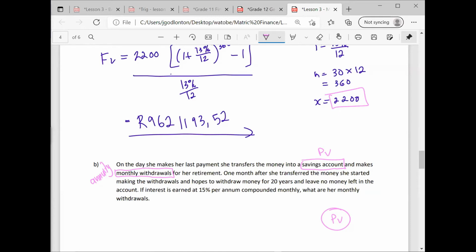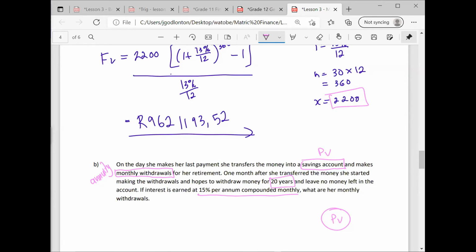1 month after she transferred the money, she started making the withdrawals and hopes to withdraw money for 20 years. Okay, so that's important for us. And leave no money in the accounts at the end. If interest is earned at 15% per annum compounded monthly, that's also important for us. What are her monthly withdrawals?